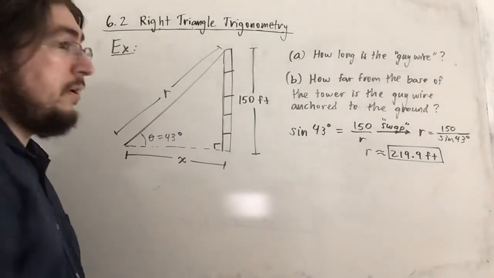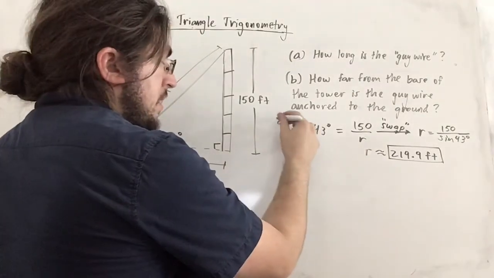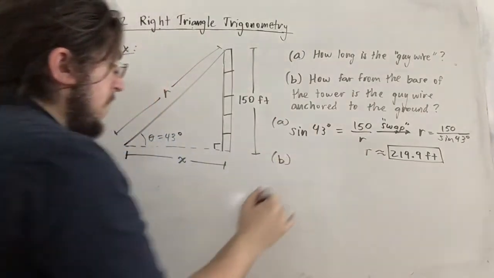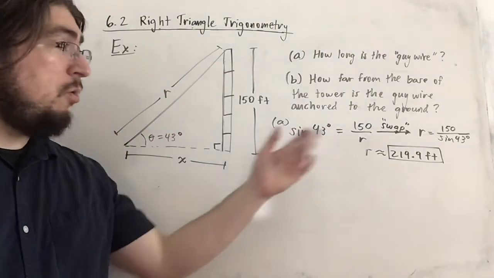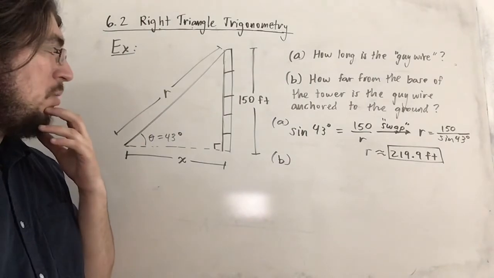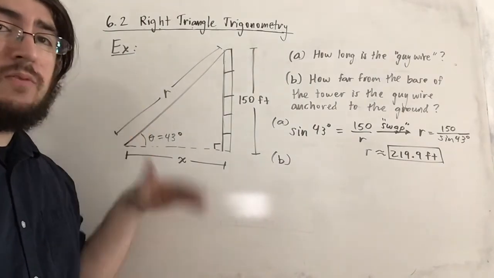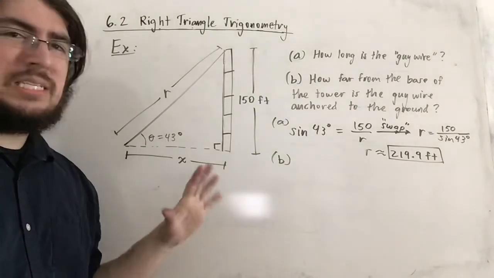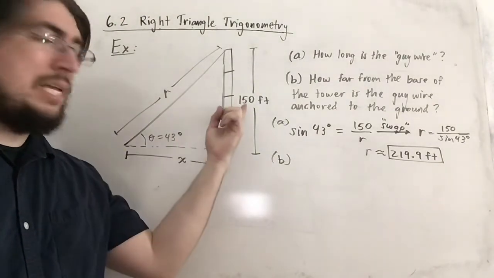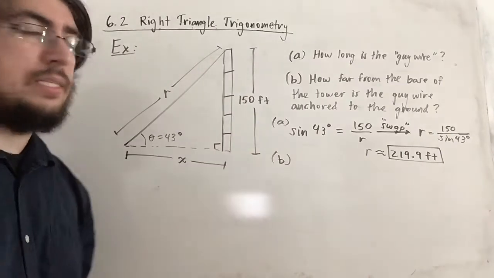Now moving on to part B. So this is part A. So part B is finding the remaining side x. And there are a few ways we can go about this now that we know what r is. In fact, we could use cosine. Cosine is x over r. Initially, we didn't know r, but now we do. But just to play it safe, I'm not going to do that. I'm going to use tangent because that will involve x and the side that's given.